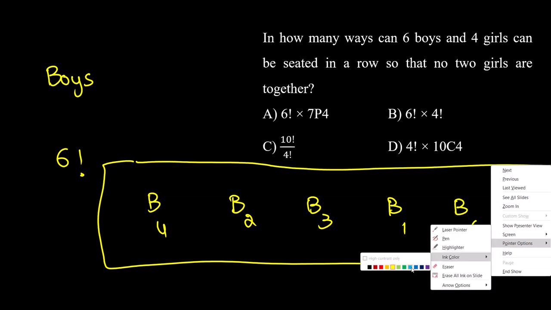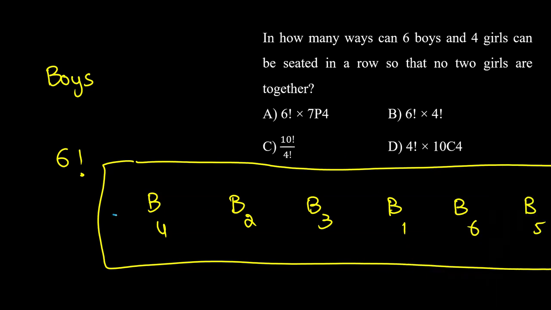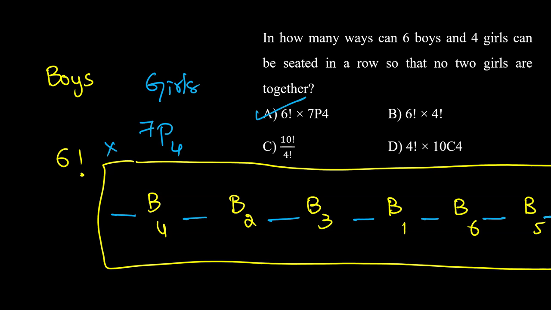Now, girls are not together means girls can be put in any of these places. How many places are there? 7 slots. Among these 7 slots, arrange 4 girls. Okay, 6 factorial, I hope you understand what 6 factorial is. Now, how many girls are there? 4 girls. The first girl has 7 chances. She can take any of those 7 places.